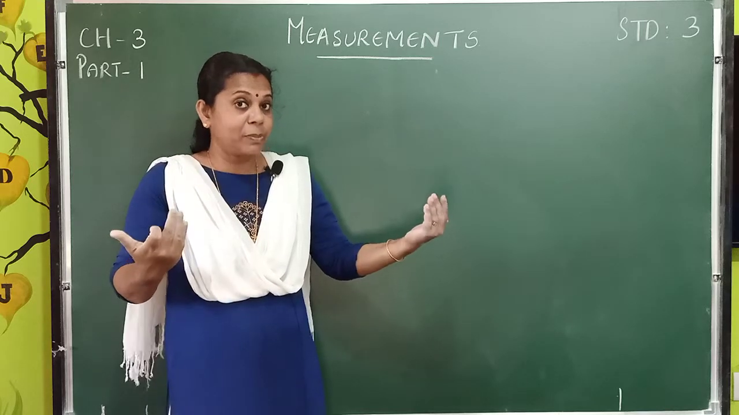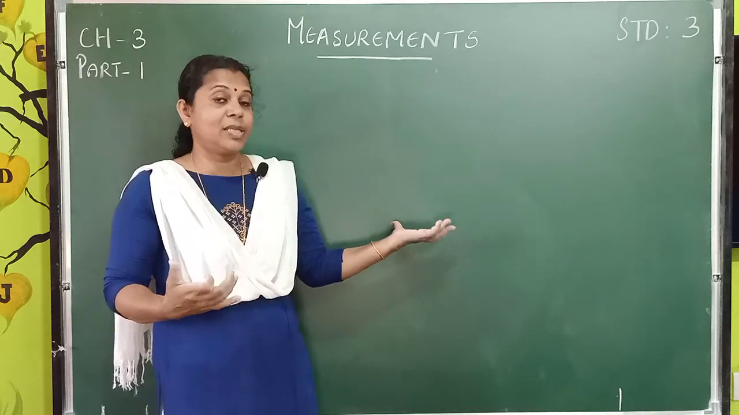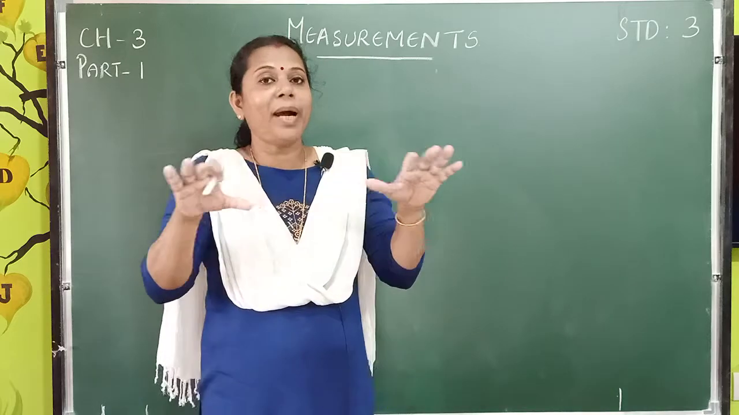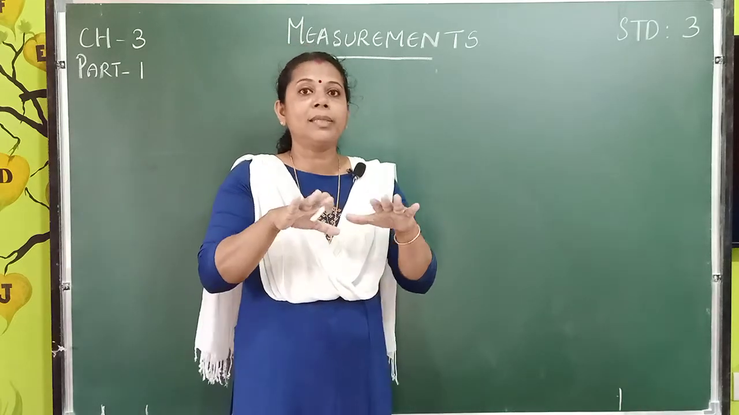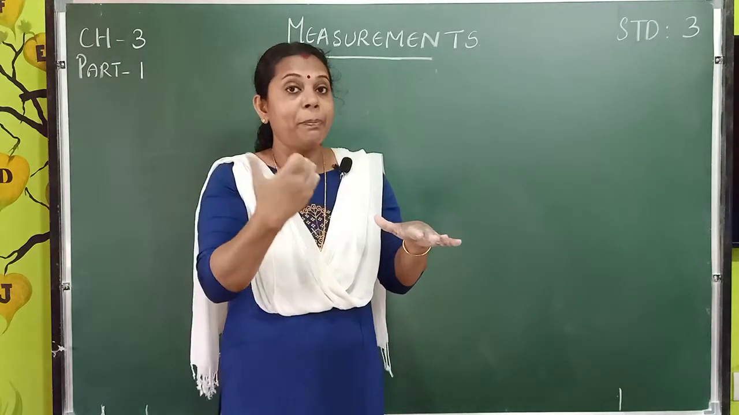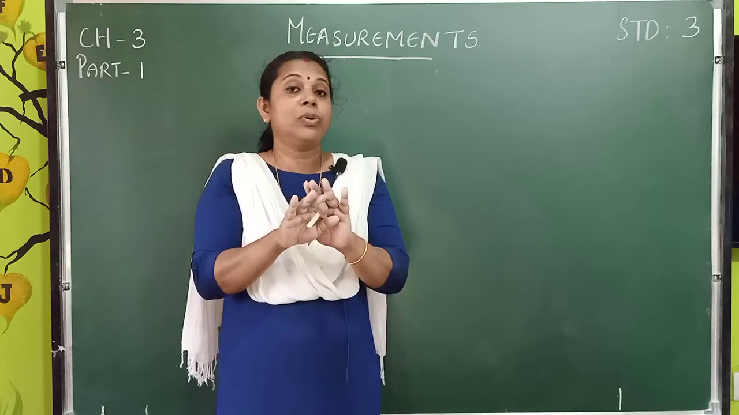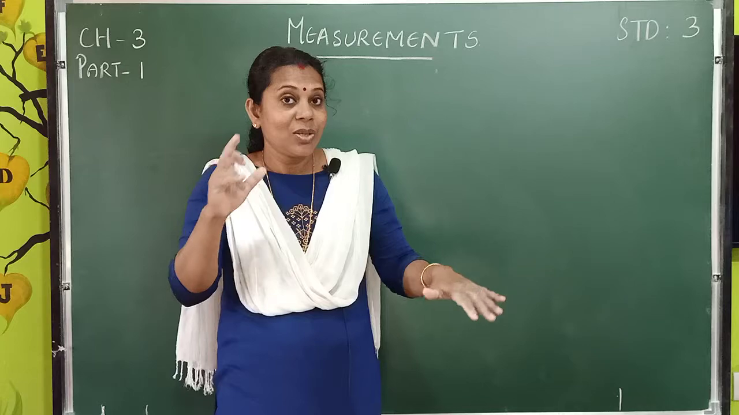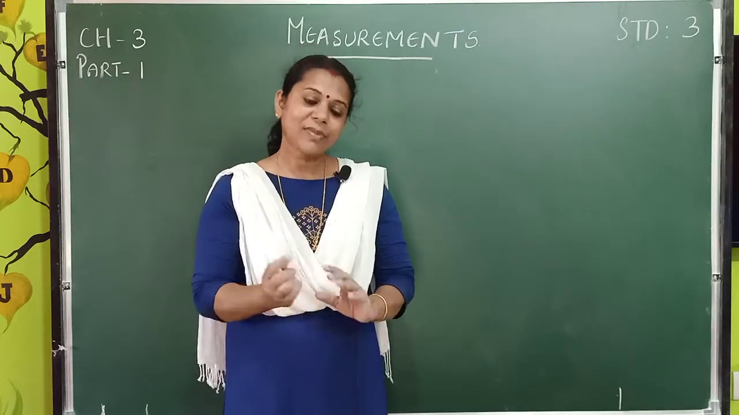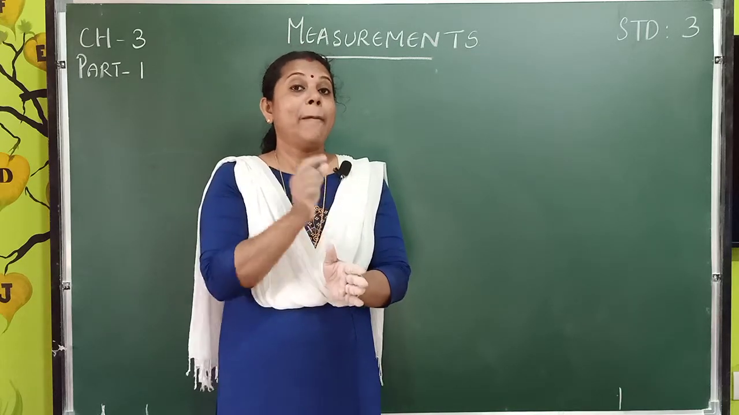People differ from each other. Similarly, hand span and cubit differ from person to person. So those units are not uniform, those units are not standard. So we need standard units of measurement. For length, the standard unit of measurement is the meter.